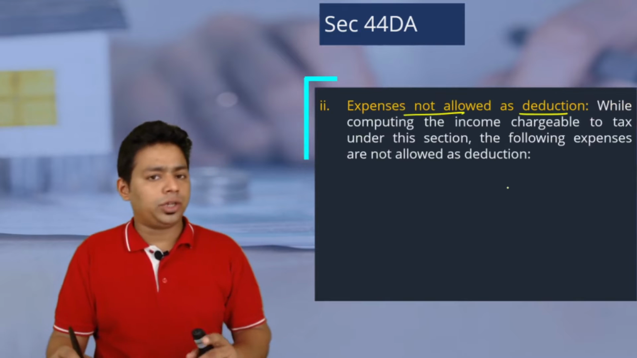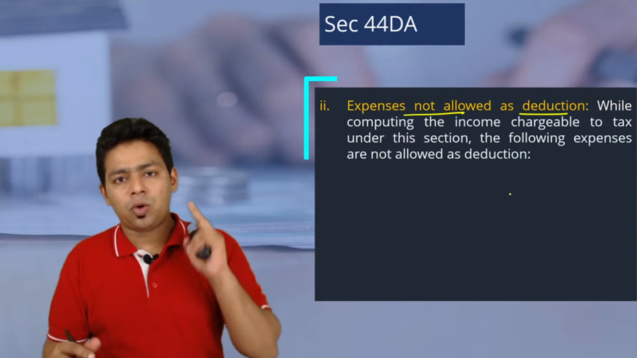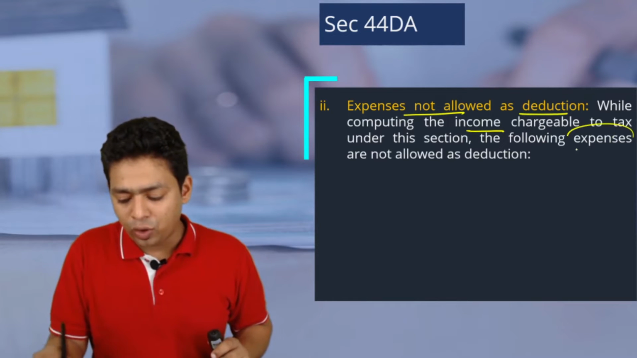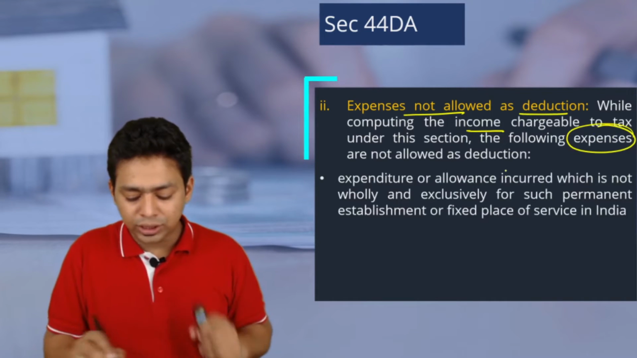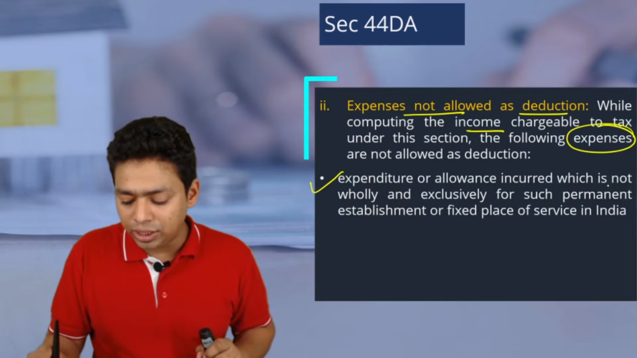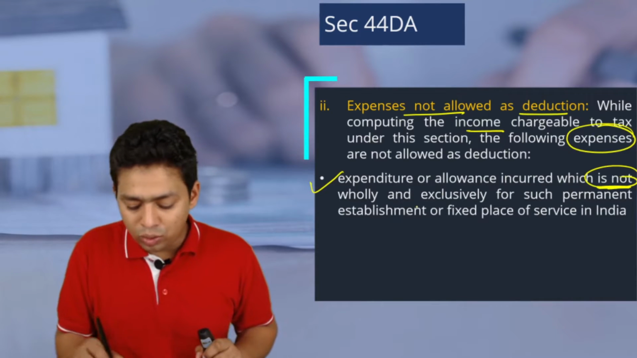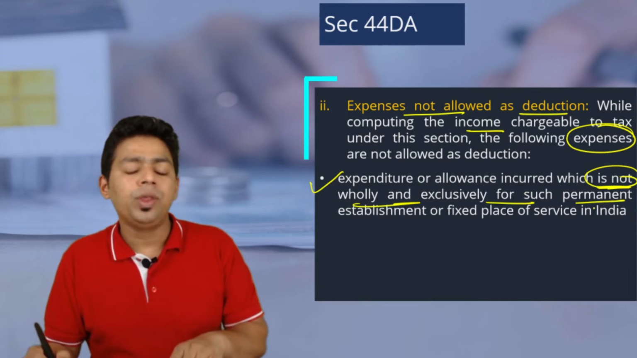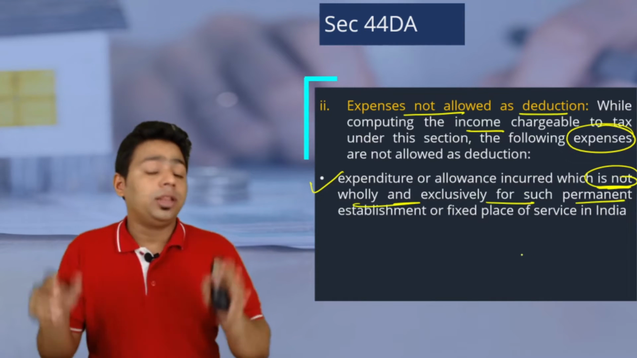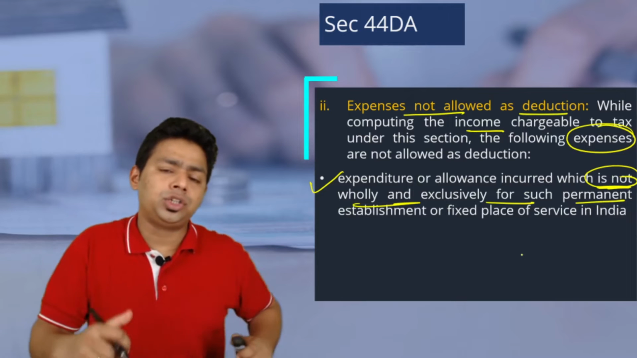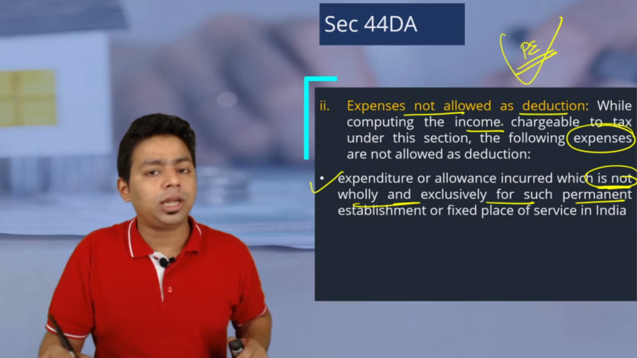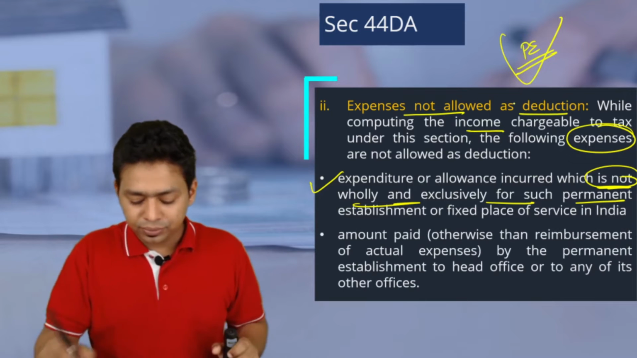Expenses are not allowed as a deduction. I told you there are two expenses which are not allowed as a deduction. While computing income chargeable to tax under this section, the following expenses are not allowed. First, expenditure or allowances incurred which are not wholly and exclusively for such permanent establishment. This is the negative condition. The positive condition says the expenses which are allowed as a deduction should be wholly and exclusively on behalf of this permanent establishment which is located in India.